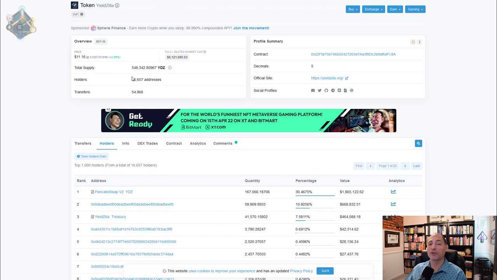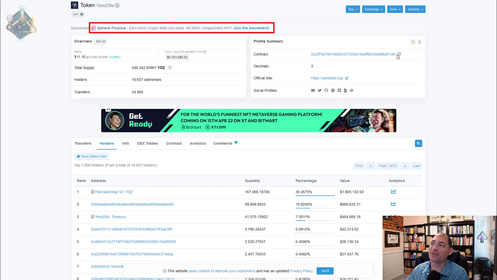So just make sure before you interact with those tokens that it is the YieldZilla contract address. And here's the correct contract address on the screen here for comparison. And it's kind of funny that there's an advertisement for Sphere Finance as we're talking about rebase tokens right here. So that's just kind of a funny observation as we're looking at this screen.